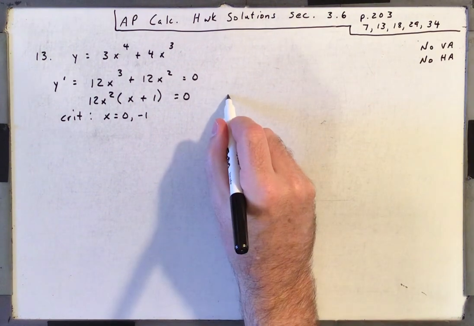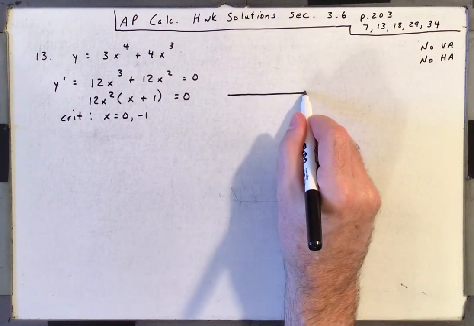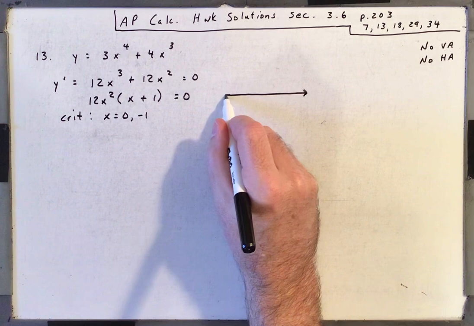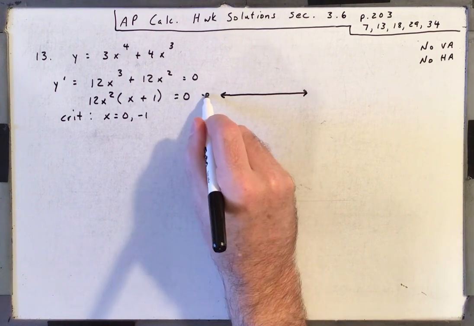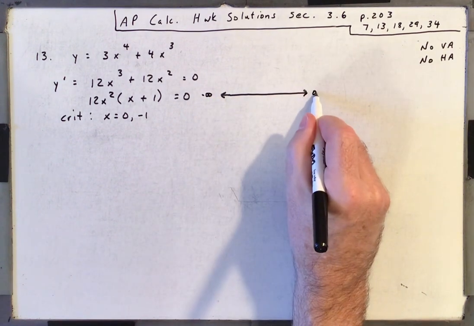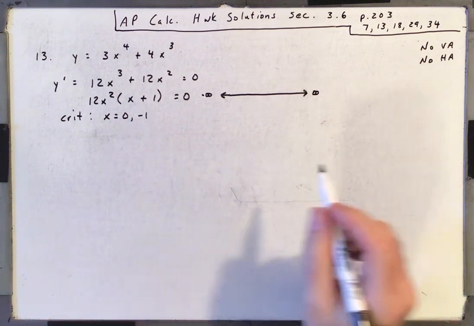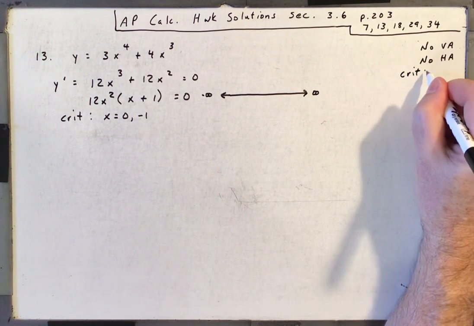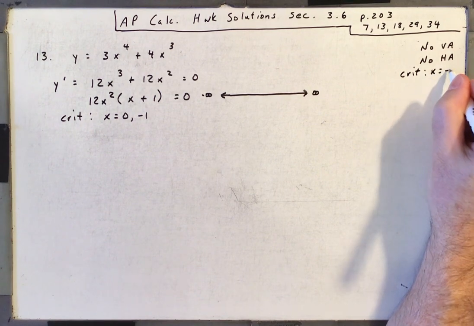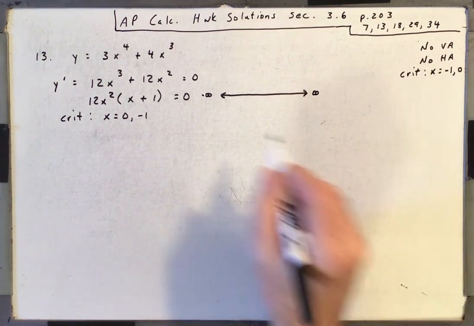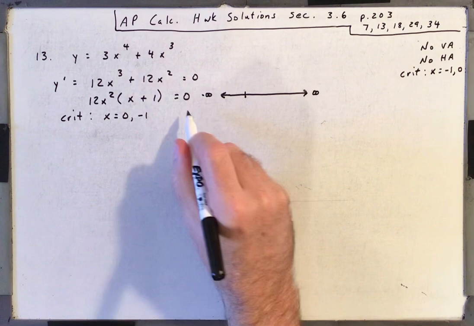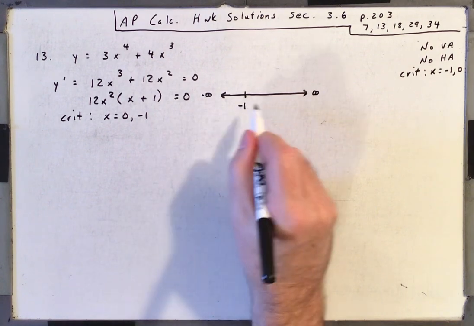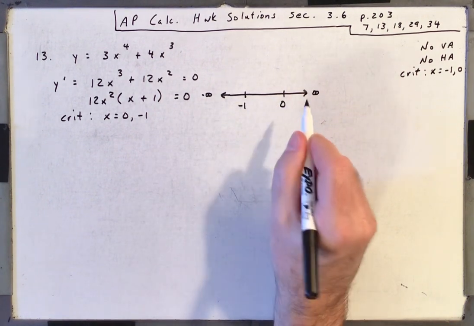So I'm going to draw my sign line next to this factored version, it's kind of the easiest one to eyeball. Let's go ahead and write in our critical points. X equals negative 1 and 0. Don't accidentally put 0 first. I've had students do that.